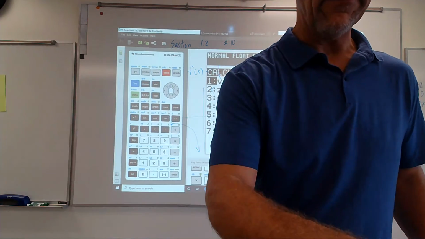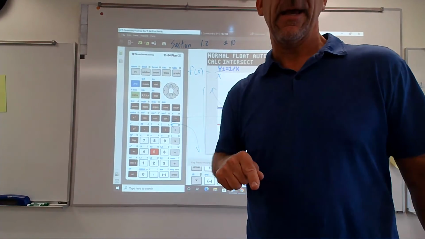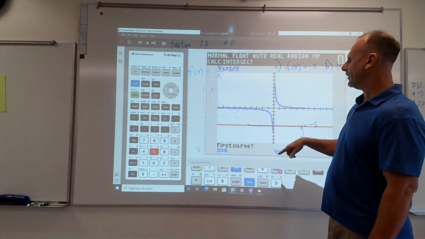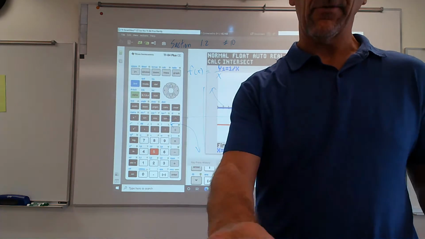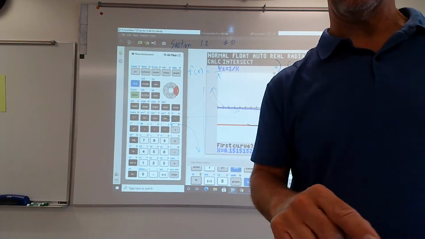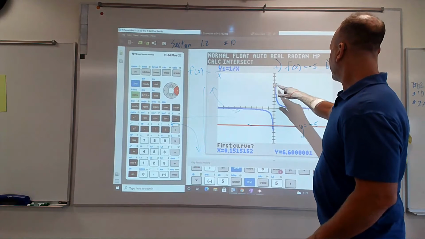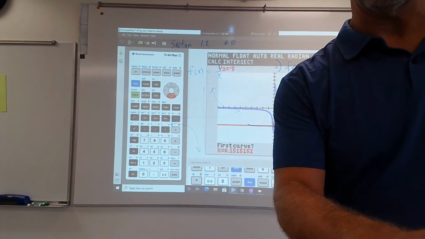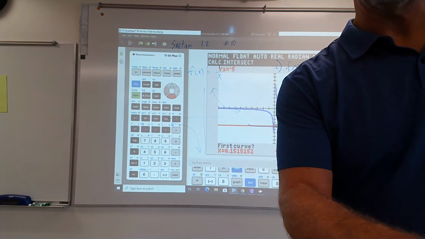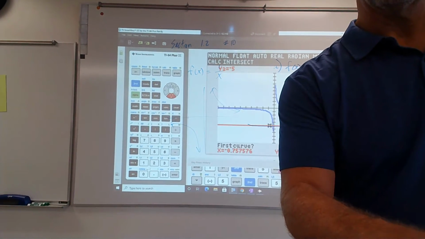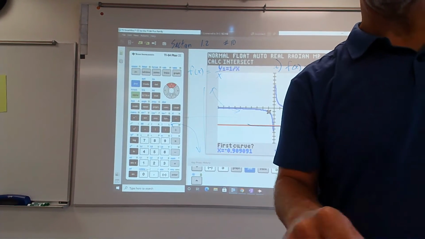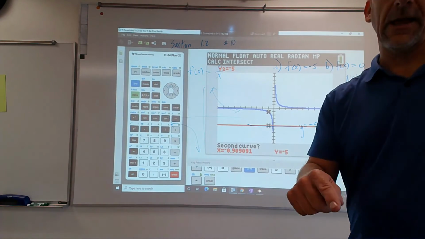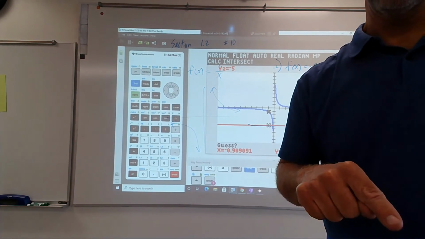So we're going to hit 5. When I do it, it's going to ask you for the first curve. So arrow over until you get to the curve. No, I don't want that curve right there. I want this one and this one. So arrow over till you get there. Okay, so the blue curve, then you press enter. And then the red line, press enter again.